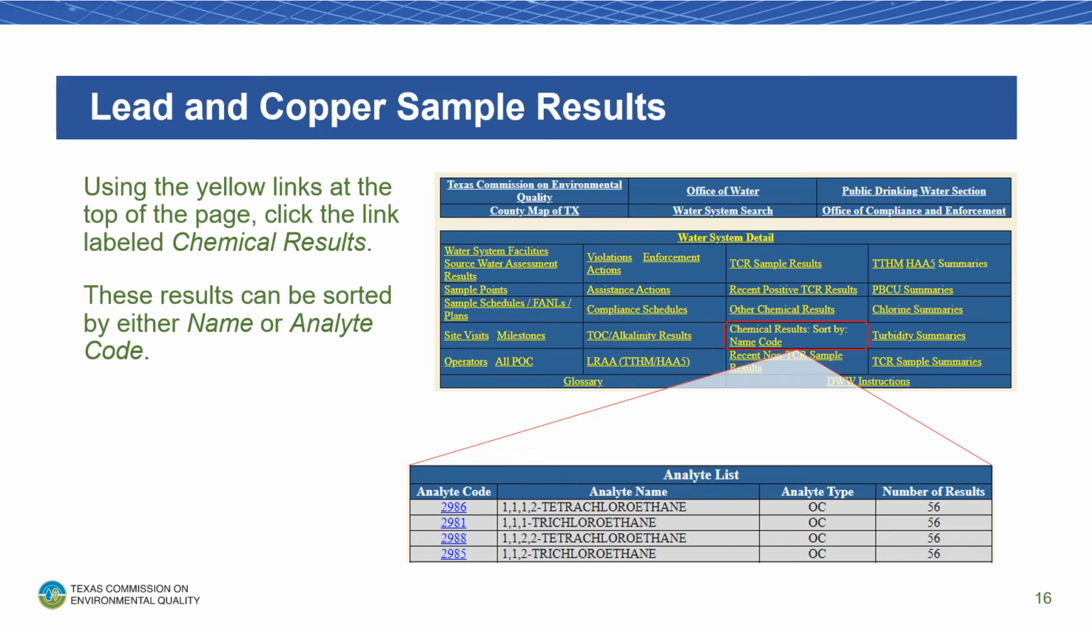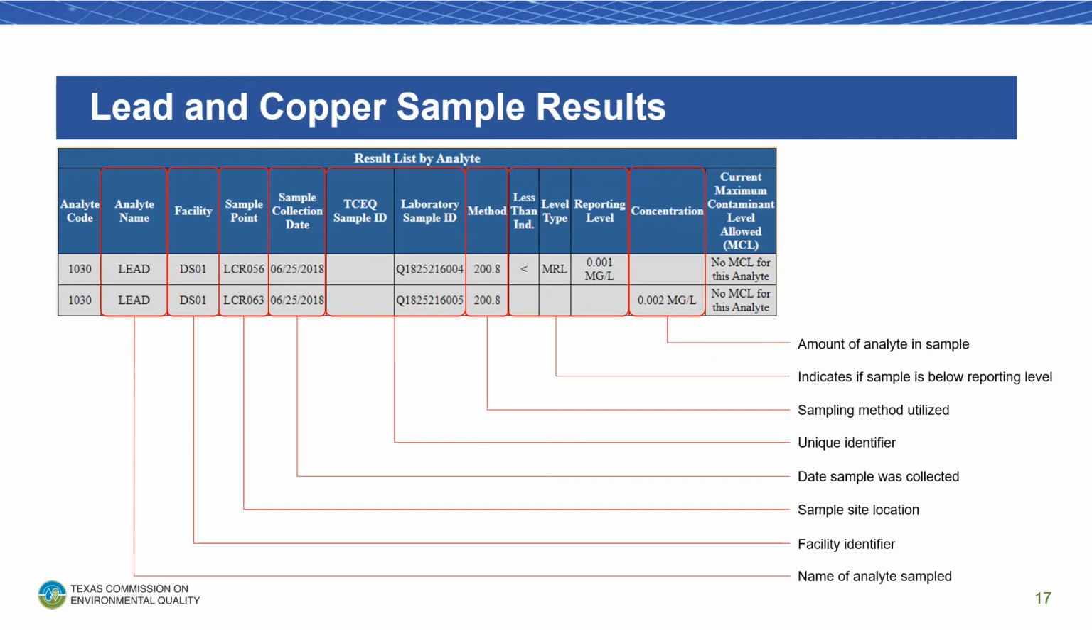This action will take you to a page that contains a list of analytes. Scroll down to the analyte you would like to view results for and click the link in the Analyte Code field for that row. On this page, we'll discuss what information is housed in each part of the chemical results table. Analyte name identifies which analyte was tested. Facility provides the type of location the sample was taken from.